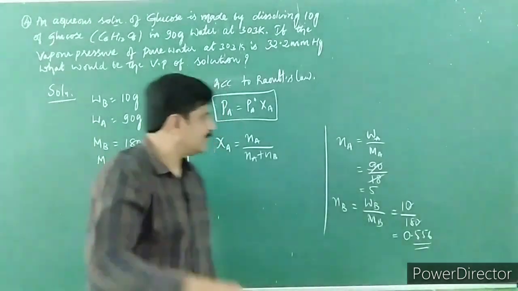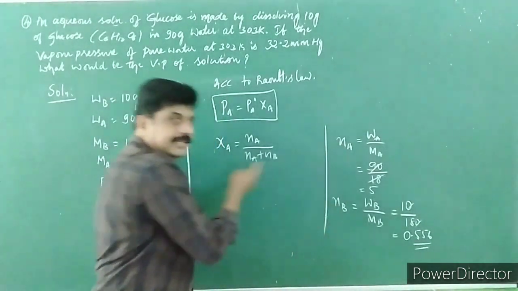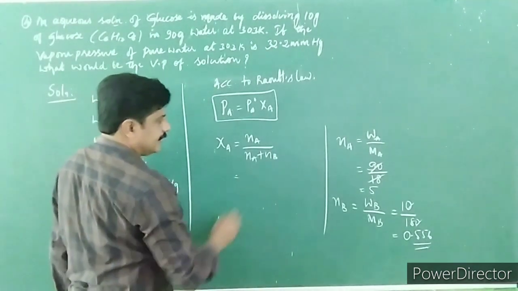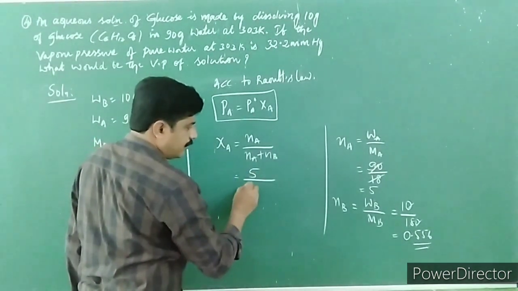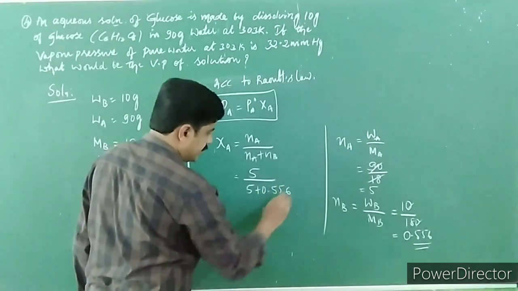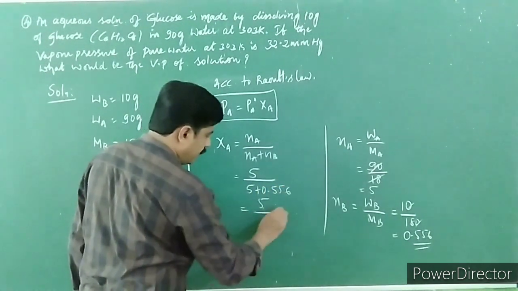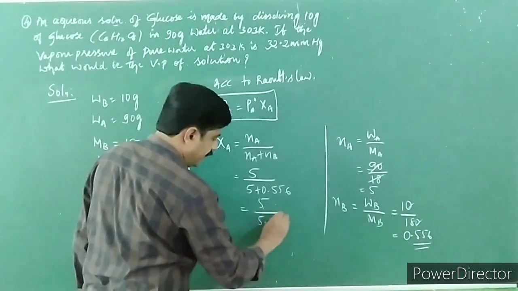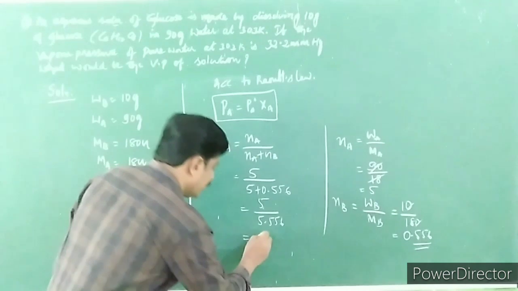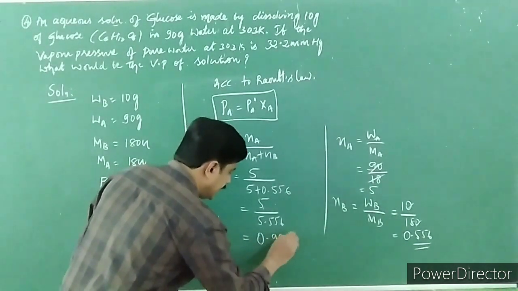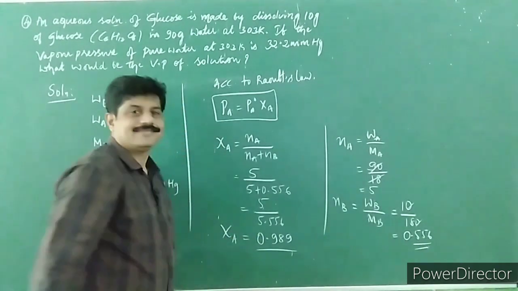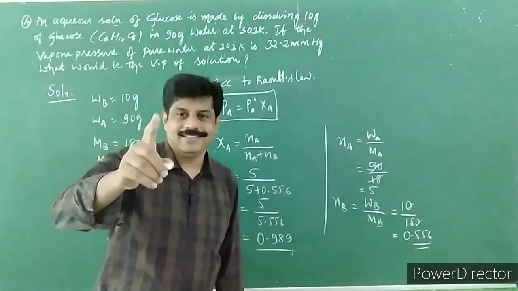Now I got nA and nB. Now we'll go find out XA. Look at here. XA is 5 upon 5 plus 0.556. It is equal to 5 upon 5.556. Children, if we simplify that, I'm going to get 0.989. This is what? XA. Hope you're getting that. Is it not?